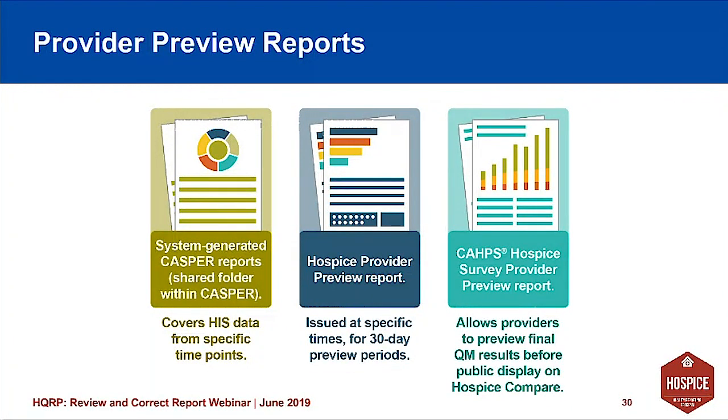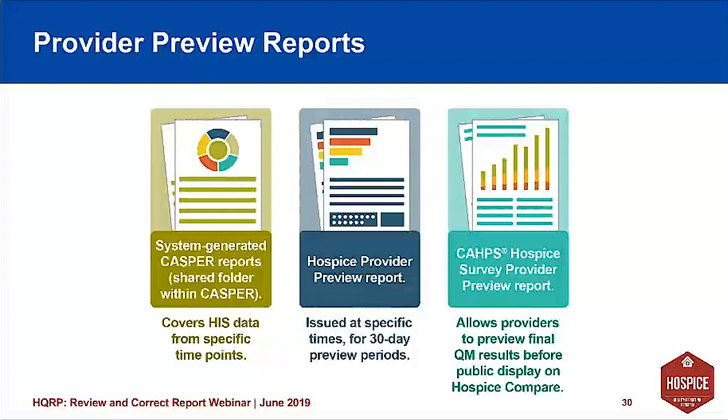So let's look at another category of reports in CASPER, and these are the provider preview reports. And the purpose of these reports is to give providers the opportunity to preview their HIS quality measure results and Hospice Consumer Assessment of Healthcare Providers and Systems, or the CAHPS, survey results prior to public display on Hospice Compare. As of March 2018, the Hospice Provider Preview Report and the Hospice CAHPS Survey Report were made available. There are 2 separate reports, and these are automatically stored in your provider's shared folder in CASPER.